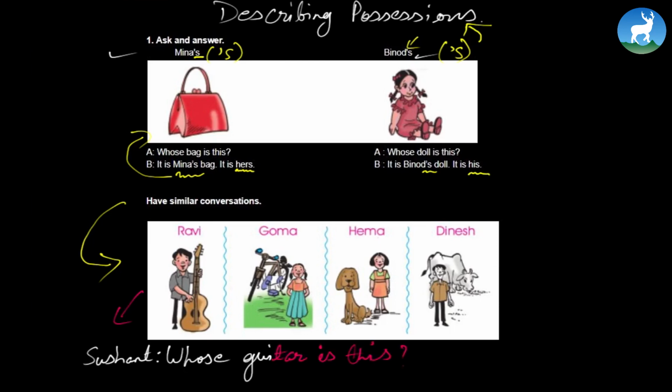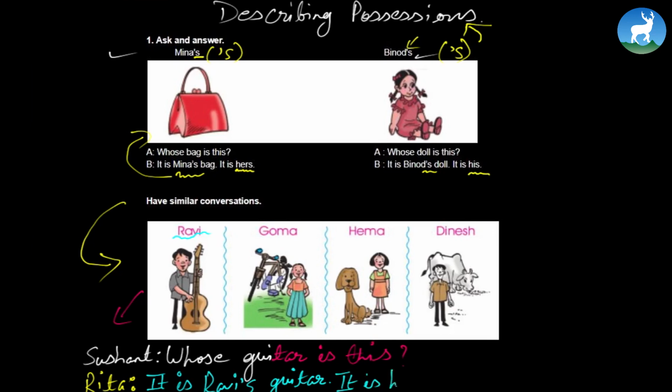Now, let's say Rita answers. And Rita says, it is very simple. It is Ravi's guitar, because the person's name is Ravi. Now, to show possession, that means to say that the guitar belongs to him, we have to have the first name, R-A-V-I, Ravi, and then give an apostrophe, and then S. This is Ravi's guitar. It is his.